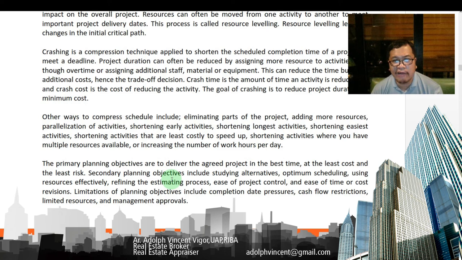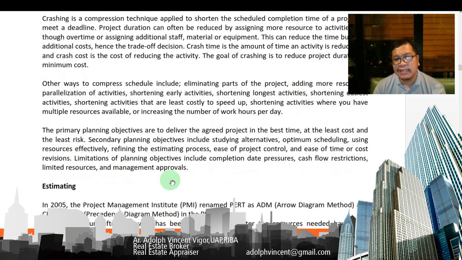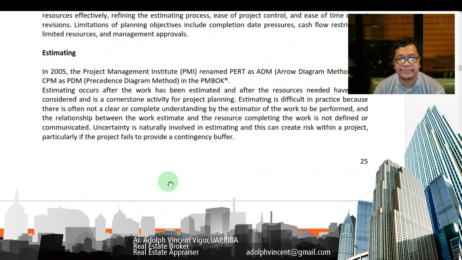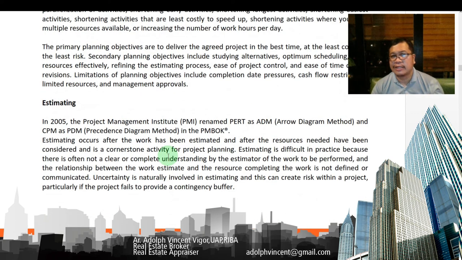So the primary planning objectives are to deliver the agreed project in the best time at the least cost and the least risk. Secondary planning objectives include studying alternatives, optimizing the schedule, using resources effectively, refining the estimating process, ease of project control, and ease of time or cost revisions. Limitations of planning objectives include completion date pressures, cash flow restrictions, limited resources, and management approvals. So let's stop at this.